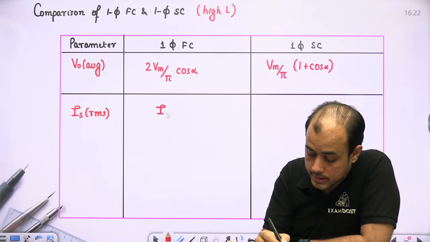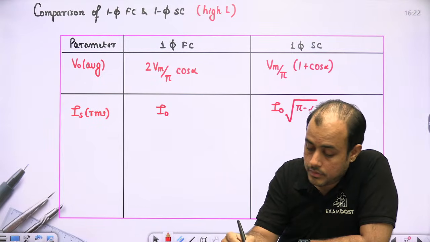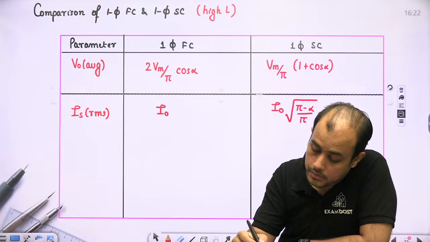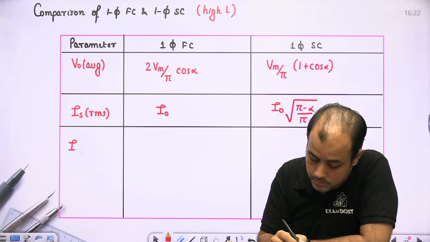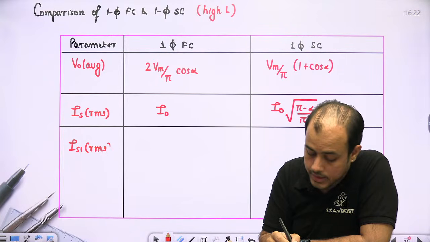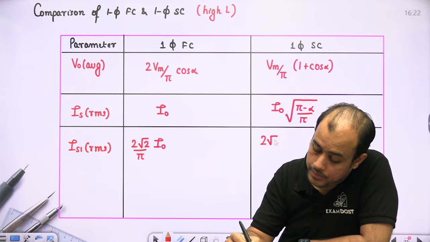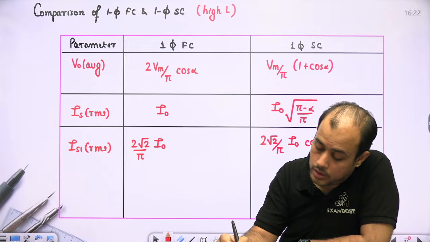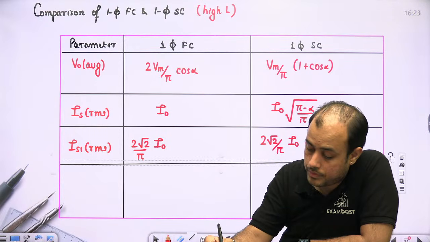Then supply RMS I0, fundamental RMS I0 into 2 root 2 by pi. Here same beta, but with cos alpha by 2. ठीक है, इन सेमी कन्वर्टर यू मल्टीप्लाई इट विथ cos अल्फा बाय 2.